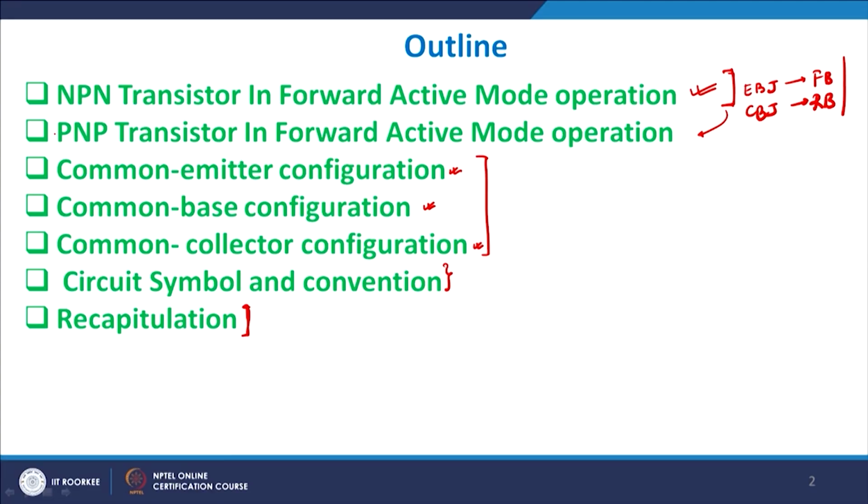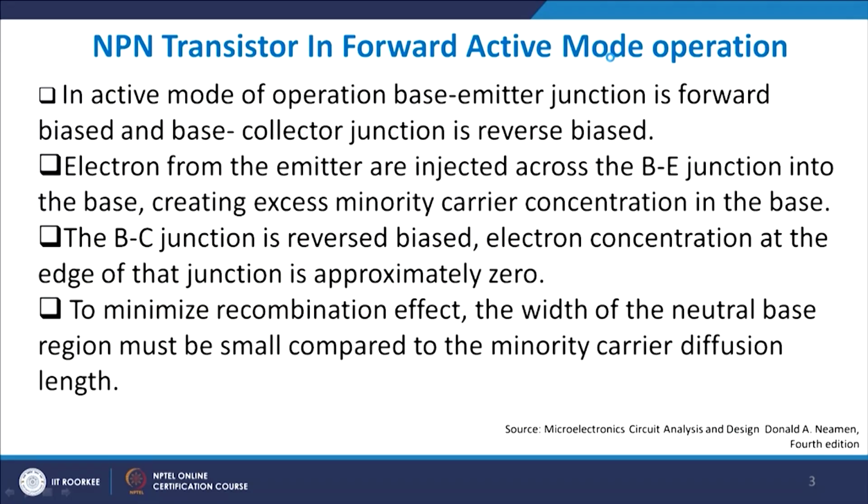So, let me explain how this first topic works, which is the NPN transistor in forward active mode configuration or bias. As I discussed with you previously, in active mode of operation, the base emitter junction is always forward biased, right, and the base collector junction is always reverse biased. You have to ensure this base collector junction should not be forward biased.